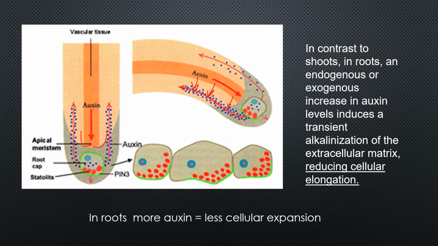And unlike our shoots, what we have in roots is when we have auxin, there's a transient alkalinization of that extracellular matrix, and that reduces elongation. So if we have less elongation on this side and more elongation of cells on this side, then you can see how we would have directional growth in this direction. So in roots, more auxin equals less cellular expansion, and that's how we accomplish our differentiated growth.